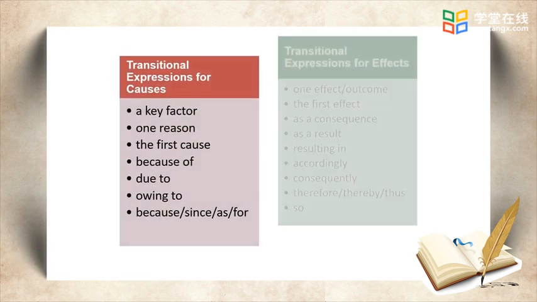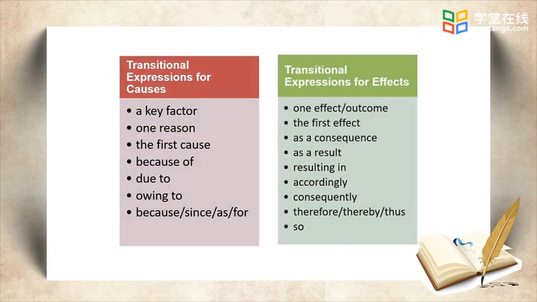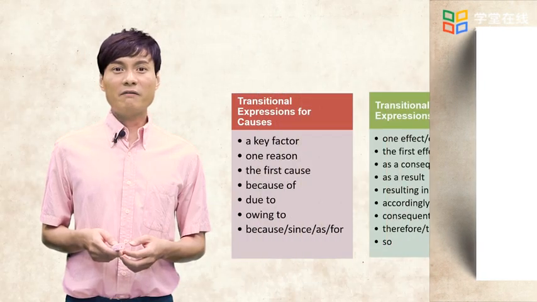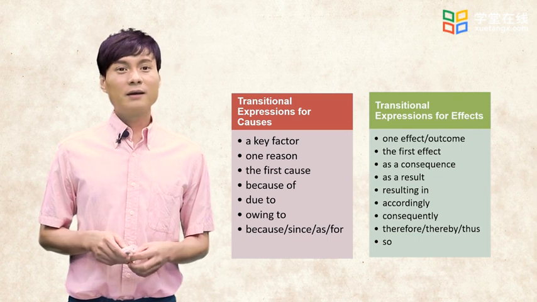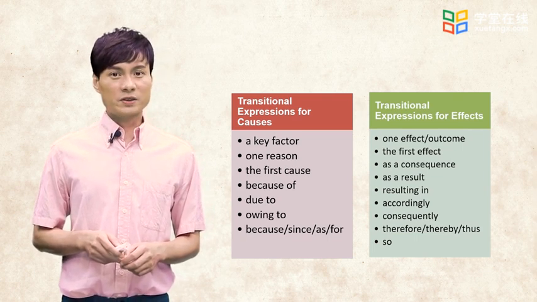Now, you see two lists of words and expressions. The red list is about transitional expressions indicating causes. The green list is about transitional expressions indicating effects. Most of them are quite familiar, aren't they? We'll focus on some of the expressions.